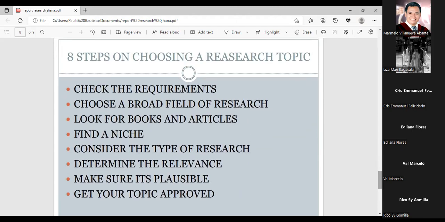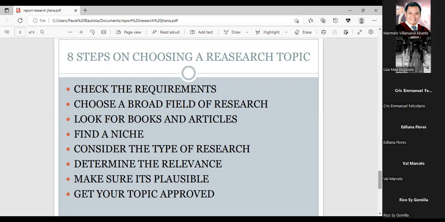Now, here are the steps on choosing a research topic. First is to check the requirements. Kung ano yung nire-require dun sa pagpili natin ng research topic. Next is to choose a broad field of research. Tapos look for books and articles. Find the niche. A niche is a specialized corner of your scientific field where you have potential to conduct research and create important new knowledge for a significant period of time.